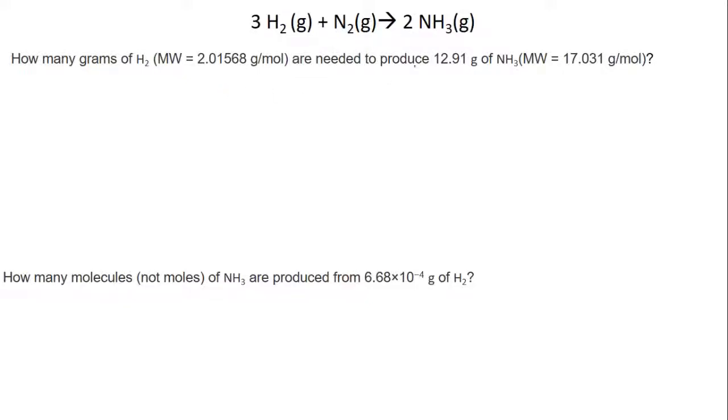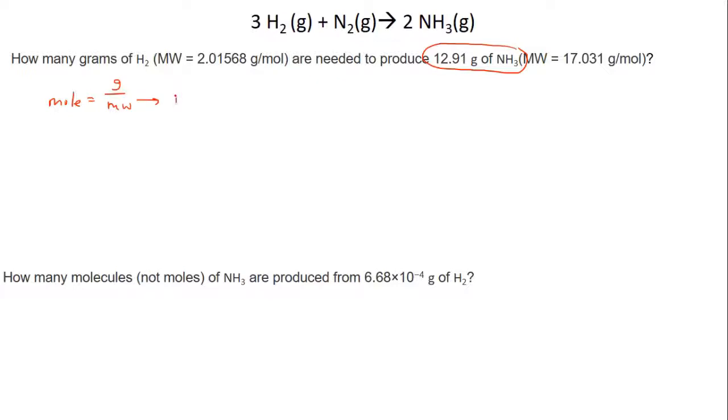So this problem is just like the last problem, except we're given grams of ammonia, and we're asked to find out how many grams of hydrogen we need to produce that many grams of ammonia. So we can't go grams to grams. We have to take grams, find moles, and then once we've found moles, we can find grams of hydrogen. So back to grams: moles equals grams over molecular weight.